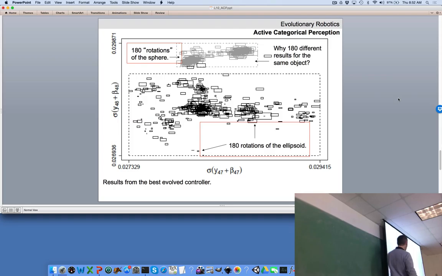Well, again, we're looking at one evolved controller, one evolved CTRNN. Now they placed 180 spheres. Of course, it's all the same sphere. But they placed 90 of them under the robot's palm in position A and 90 of them under the robot's palm at position B. And then they did the same thing with 180 rotations of the ellipsoid. So now they took the ellipsoid and placed it at 180 different orientations, 90 of them under position A and 90 of them under position B. And this is what happened to neurons 47 and 48, right? So the phase diagram is beautiful because it gives us a window into the thinking of the robot.